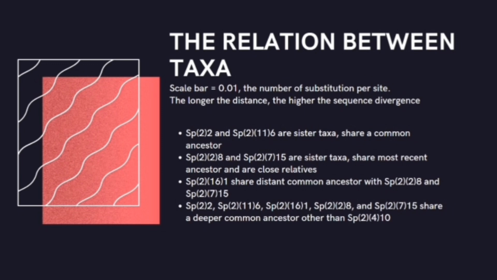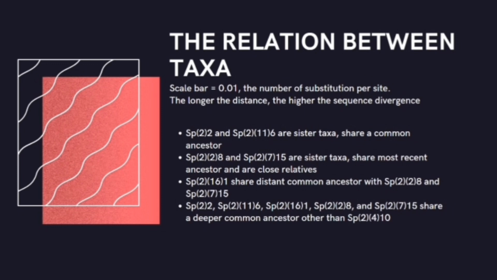From the tree, we can see the species 2 (2) and species 2 (11 6) are sister species because they share a common ancestor. Species 2 (2 8) and species 2 (7 15) are also sister taxa. This is because they share a most recent common ancestor. The species are close relatives.